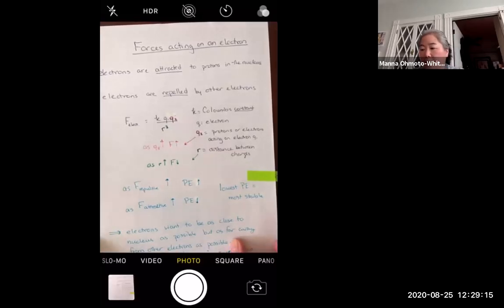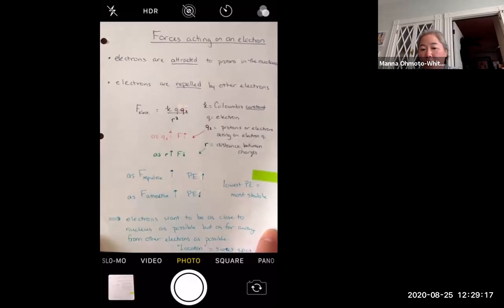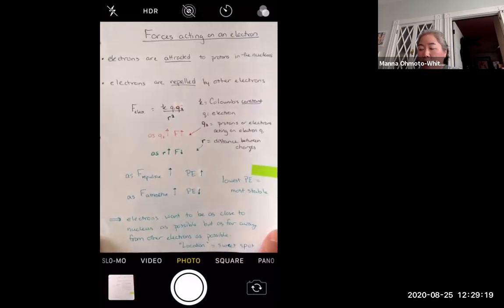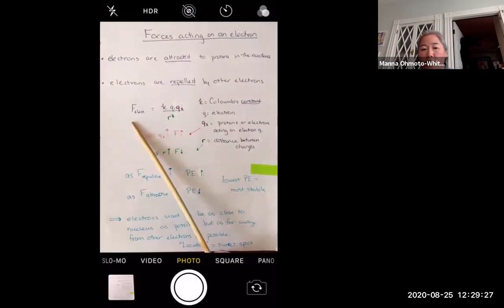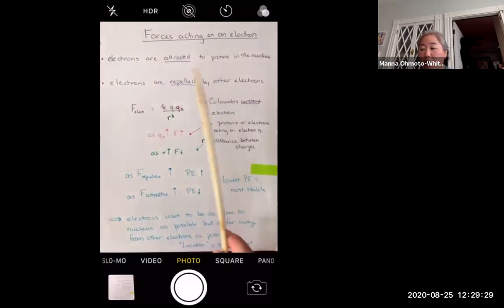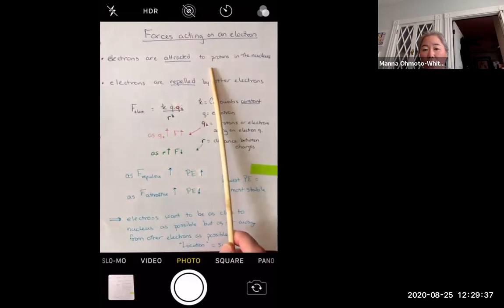Today we're going to be talking about electron configuration. This is our introduction. So it's really important to understand the forces that are acting on an electron. Remember that with electrical force, because there are two different charges, electrons and protons, there are two different kinds of forces of attraction. Electrons can be attracted to protons, and the protons are in the nucleus.